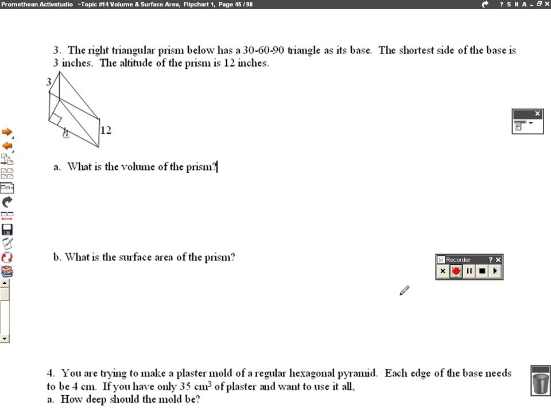All right, moving on to number 3. Still a prism, right? And now it's a triangular prism, which means the base is a triangle. And the base is actually a 30, 60, 90 degree triangle. So I'm going to draw the base because I kind of want to see what that will look like. And I'm just going to label it 30, 60, 90.